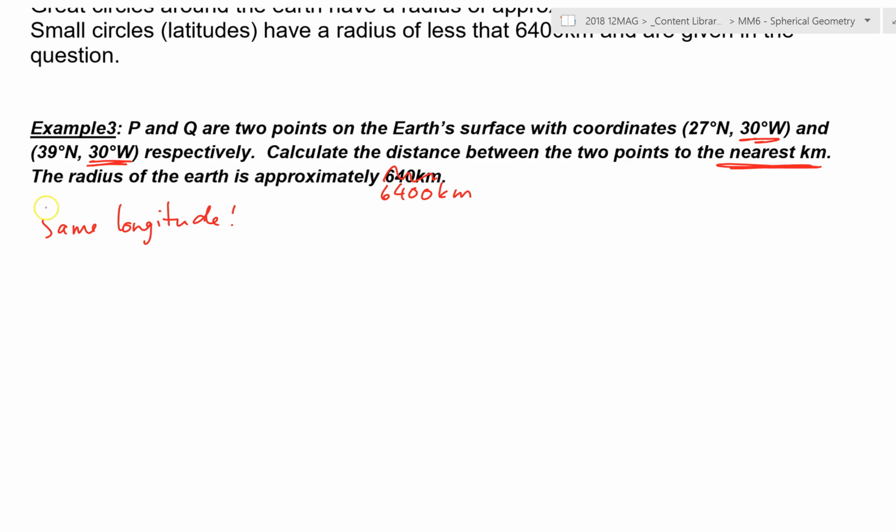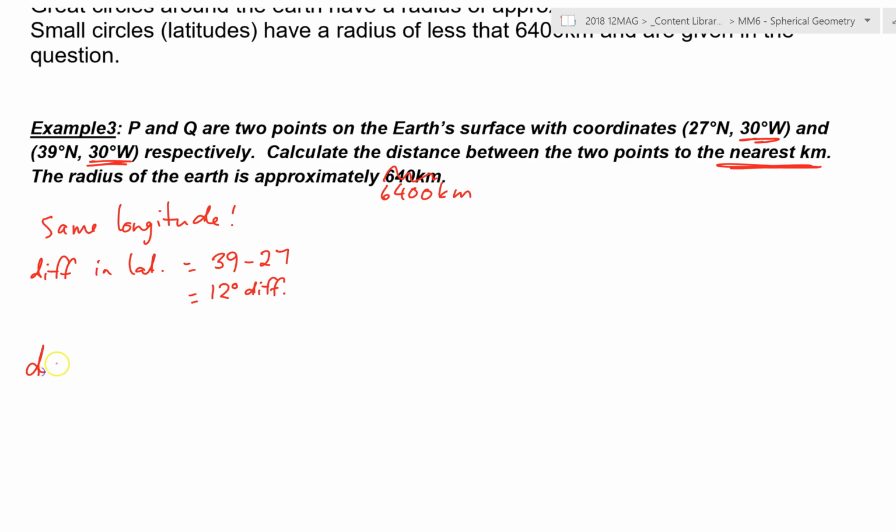Same longitude. That's a good thing. Now we need to work out the difference in latitude. I've got a north and a north, so I can subtract. 39 minus 27 equals 12 degrees difference.